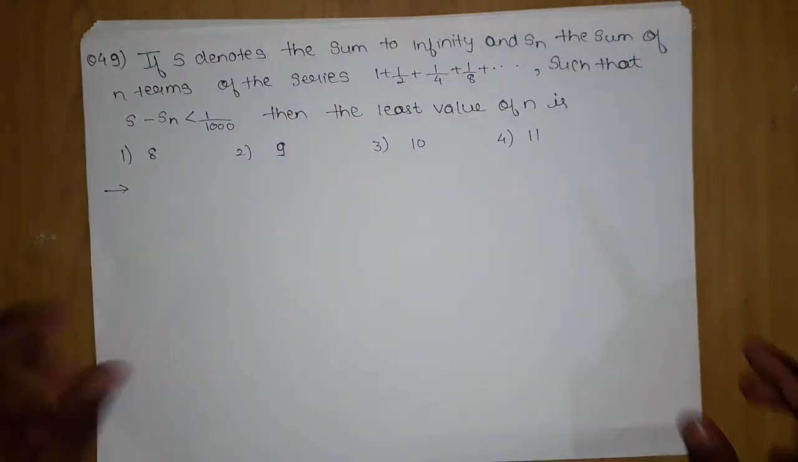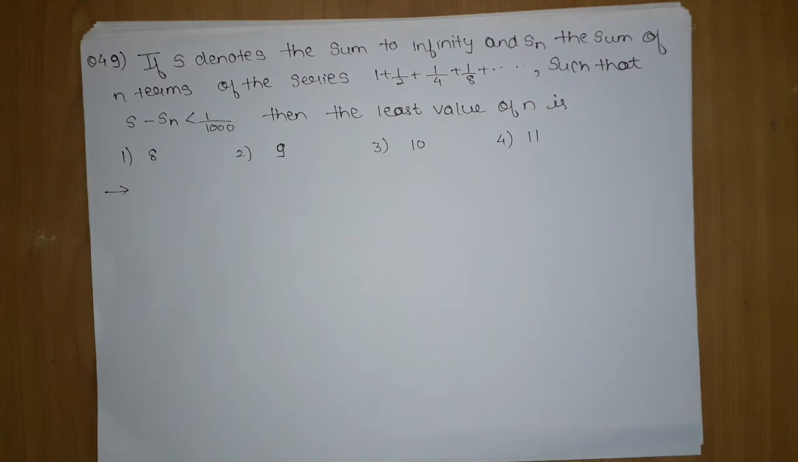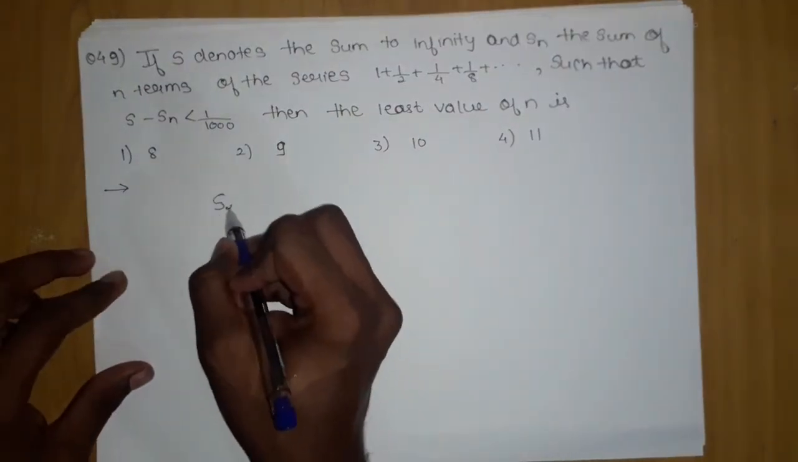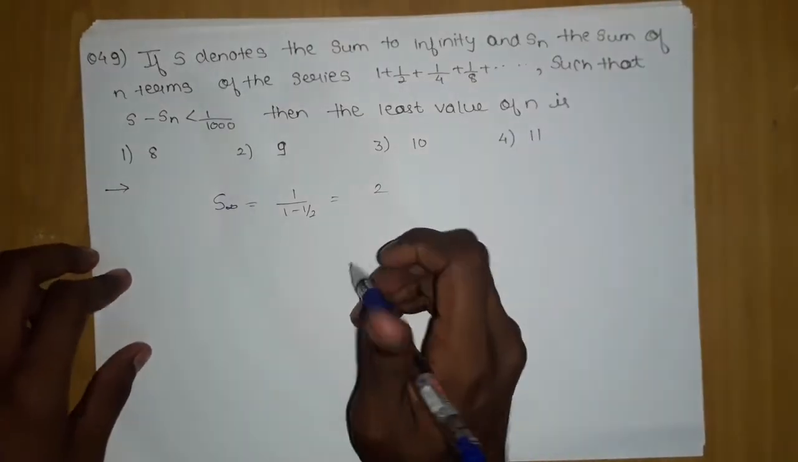The next question is question number 49, which says if s denotes the sum to infinity and Sn denotes the sum of n terms of the series 1 plus 1 by 2 plus 1 by 4 plus 1 by 8 and so on, such that s minus Sn is less than 1 upon 1000, then the least value of n is. s to infinity is what, 1 upon 1 minus 1 by 2, which is nothing but 2, very simple.